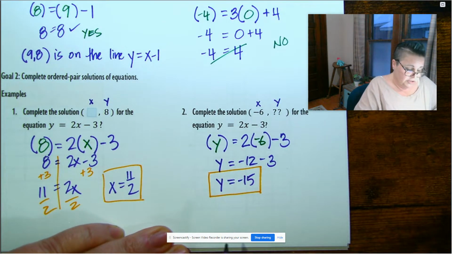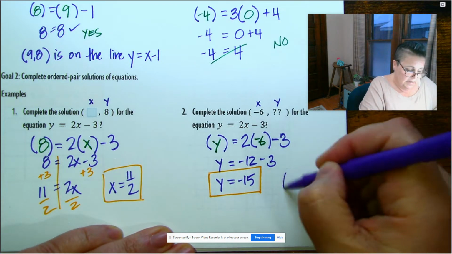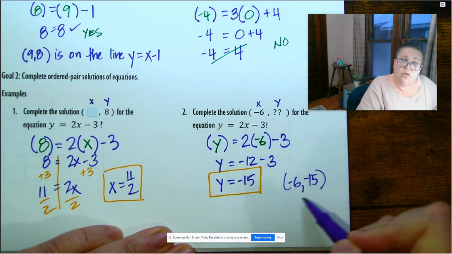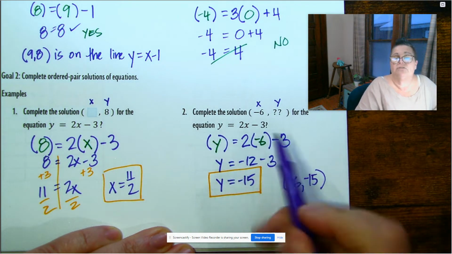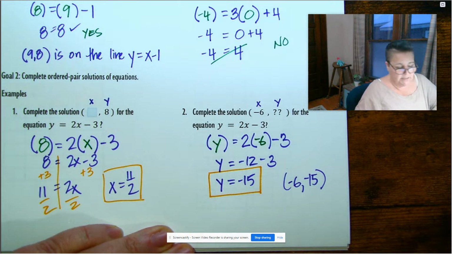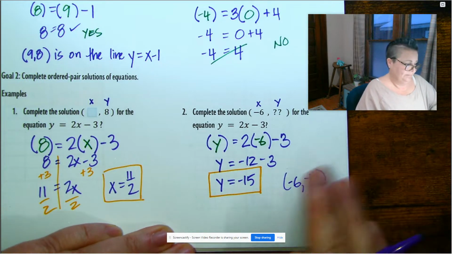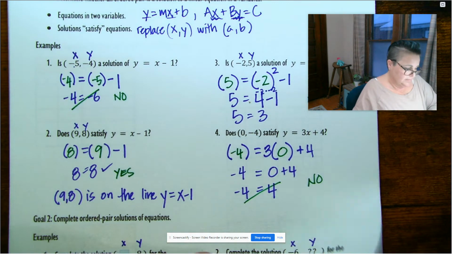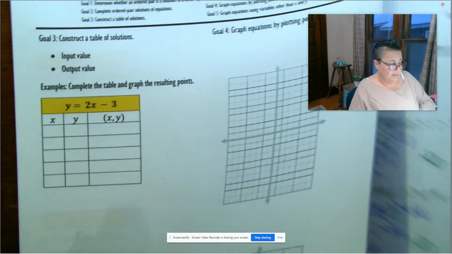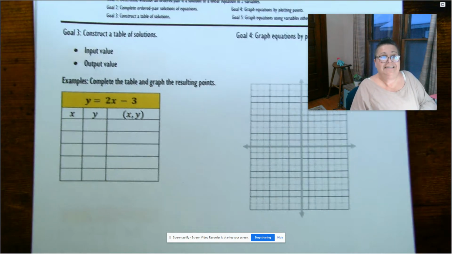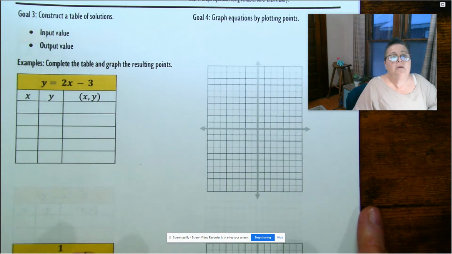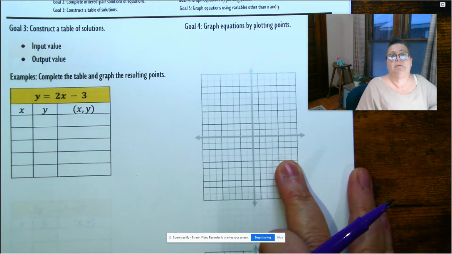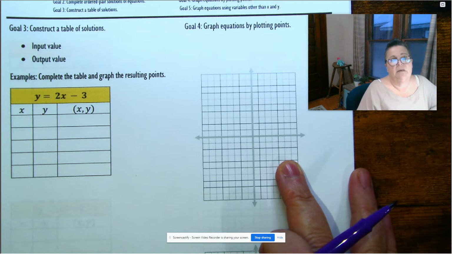So our solution here would be a negative 6, negative 15. This would be the ordered pair that serves as a solution to y is equal to 2x minus 3. All right. We're going to build on that to construct a table of values. With that table of values, we're then going to graph the equations by plotting those points.